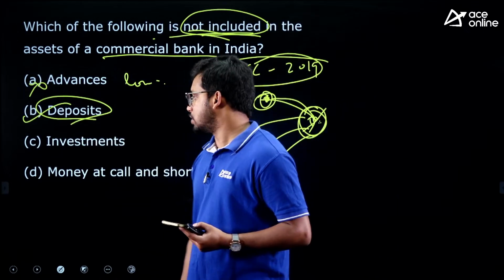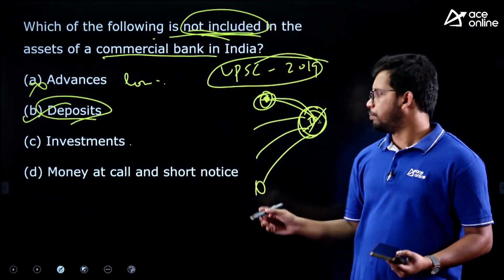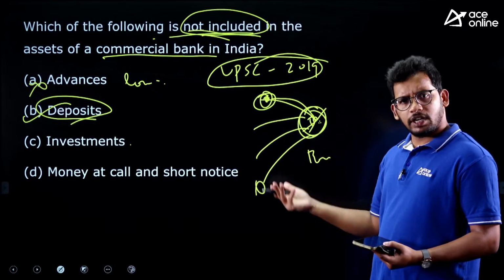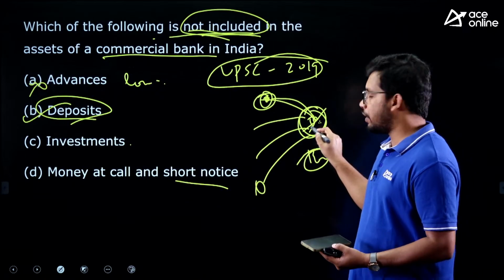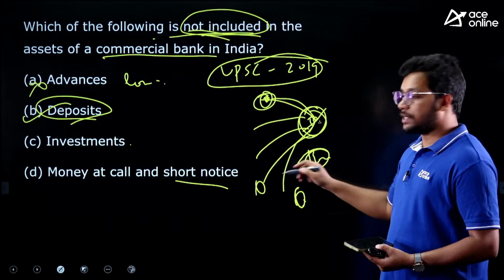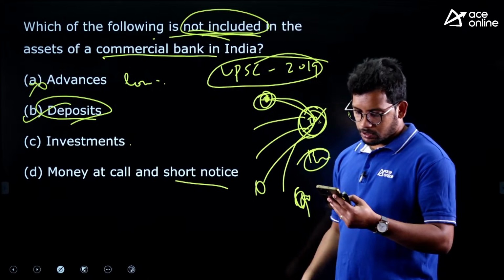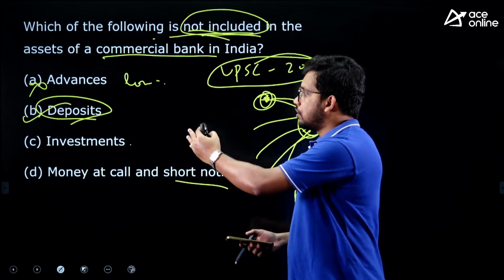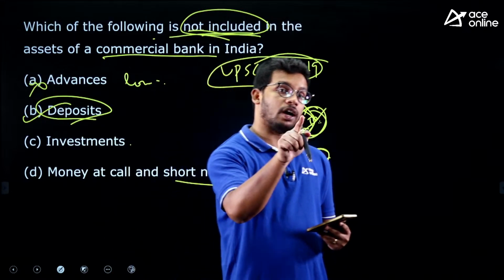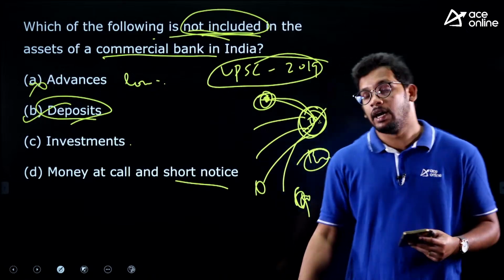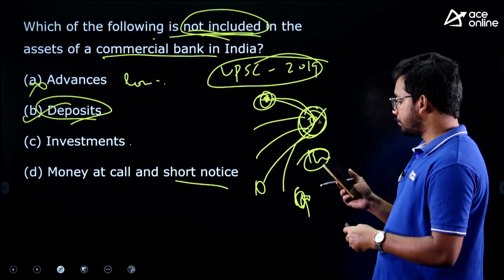So the answer is deposits. Investments are nothing but the bank's investments in other things. For example, banks bought some bonds from RBI. So it is an asset only. In future they are going to get money. Call money is short notice money that one bank gives to another bank. So this is also an asset, of course. Is this clear? So the answer is B. Deposits of the public with the banks are not assets of the bank. They are assets of the public and liabilities of this particular bank. Is this clear?